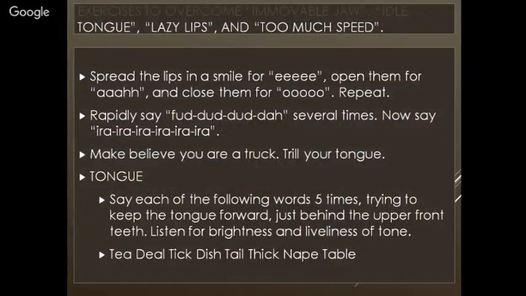Then there are these words. This is for the tongue. Keep the tongue forward when you are saying these words. Teeth, deal, tick, dish, tail, thick, nape, table. These are words that involve the use of ta, tha. That means tongue in front. So practice on words like this will help you keep the tongue in front. You need your tongue in front to speak.